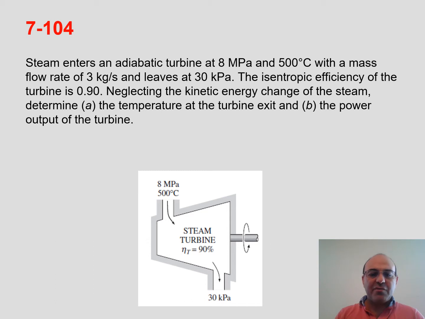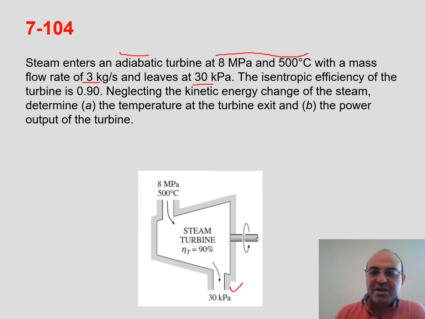So this is problem 7-104. Steam enters an adiabatic turbine. Pretty much in all of these problems, if you have noticed, we have assumed that the turbines are adiabatic, but not necessarily reversible. So at 8 megapascal and 500 degrees C, this is superheated steam with a mass flow rate given, and leaves at 30 kilopascal here.